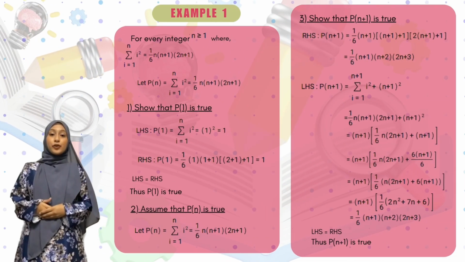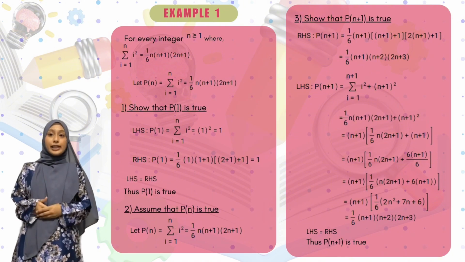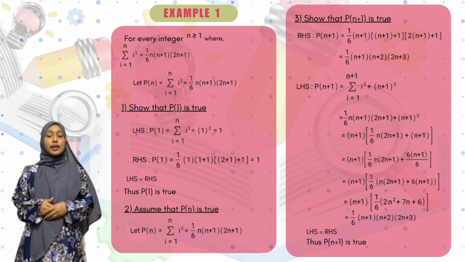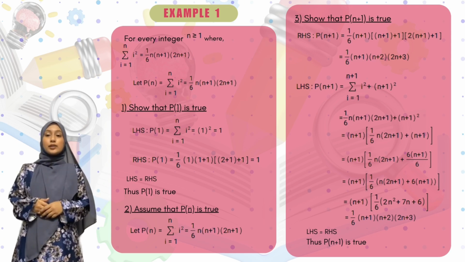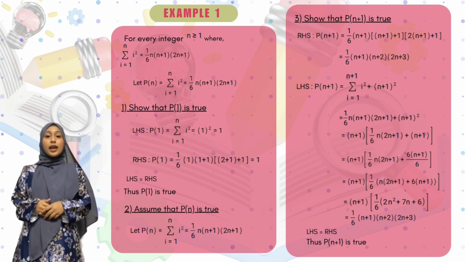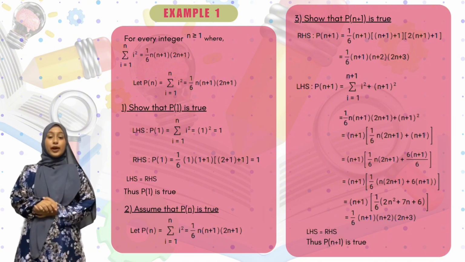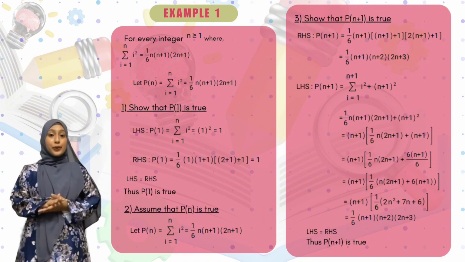Next, let us move to example 1, which is for every integer n greater than or equal to 1, the summation from i equals 1 to n of i cubed equals 1 over 6 times n plus 1 times 2n plus 1. We'll start with step 1, which is the base case. Show that P1 is true.